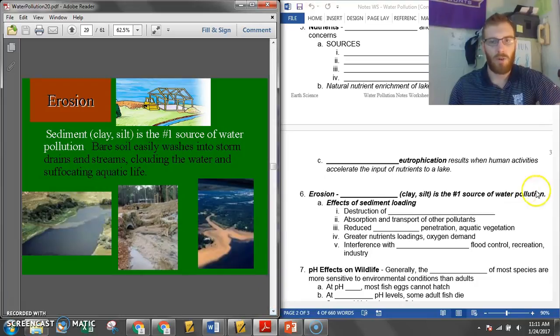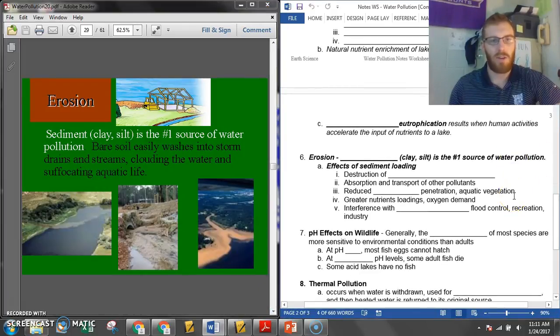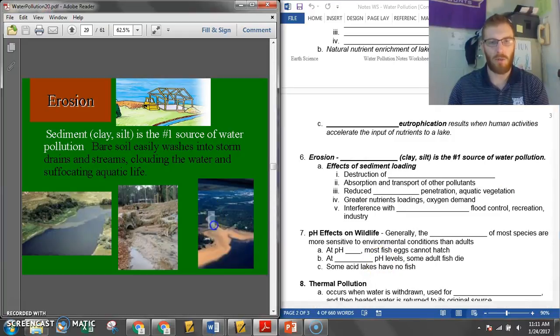All right, so erosion is the number one source of water pollution. We already talked about that by weight. And this is bare soil that easily washes into storm drains. You can see how the water is murky and muddy here.